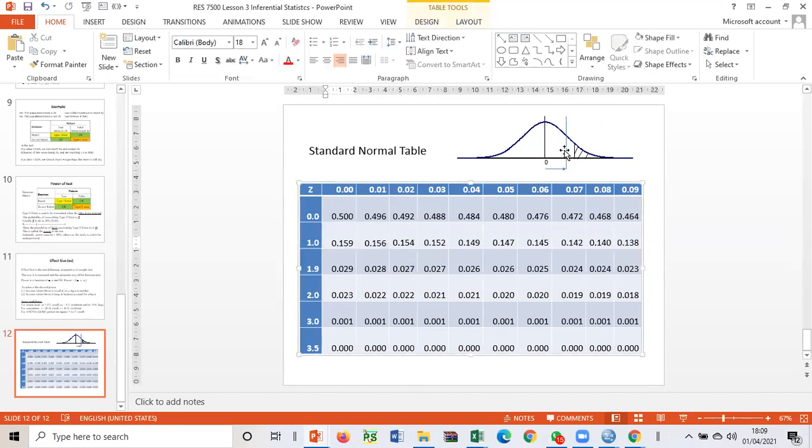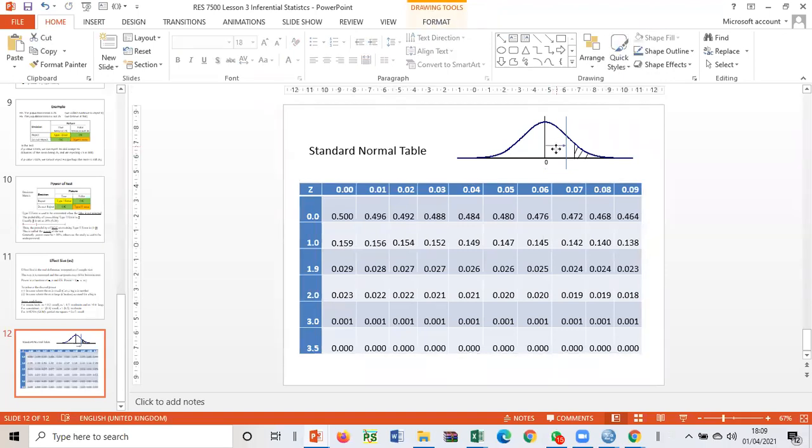So what must be this area? 0.5 is from here all the way up, isn't it? What is this area? 0.5 minus 0.16, 0.34, right? 0.34 times 2? 0.68. That's what I got, right? Roughly 68% must be within plus or minus 1 standard deviation.